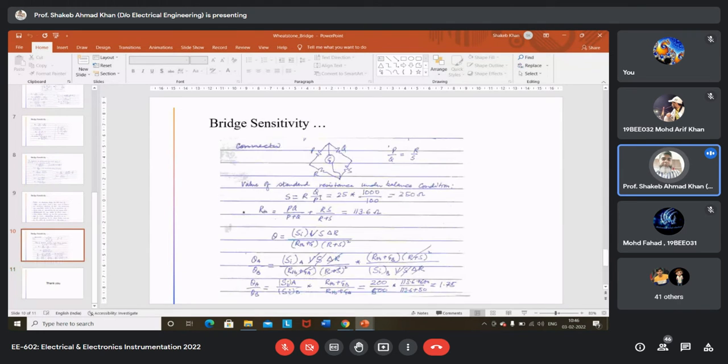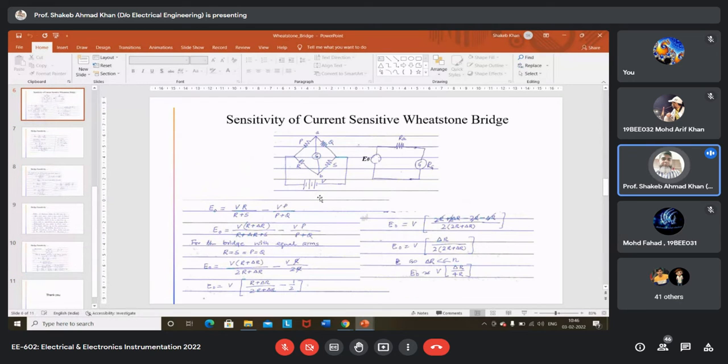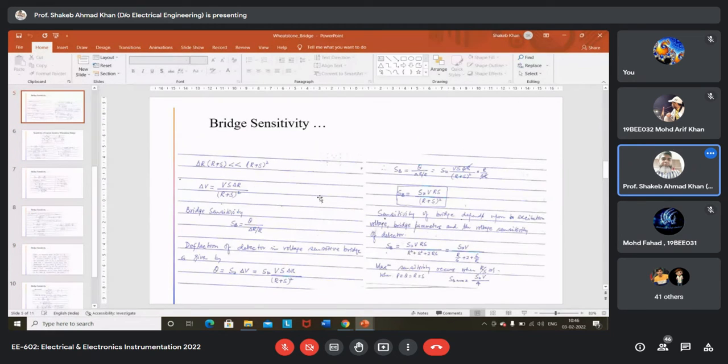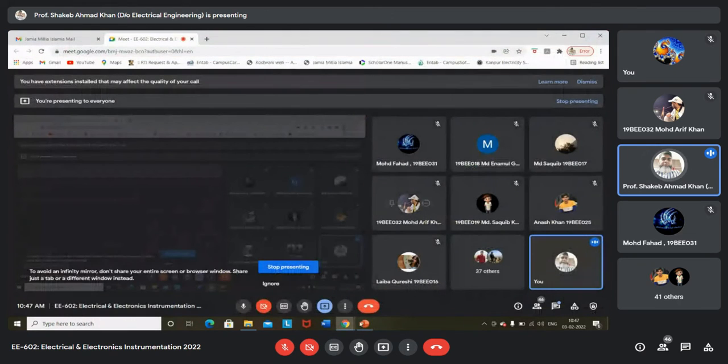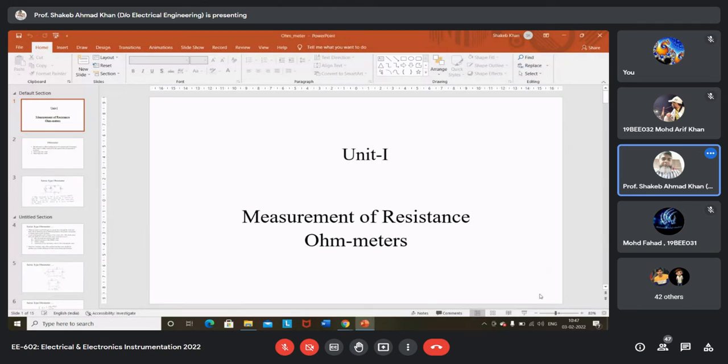So we were discussing the measurement of medium resistance, and we discussed the voltmeter ammeter method, substitution method, and then the Wheatstone bridge. All these methods we have discussed in detail. Now the fourth method in the list was the ohmmeter. So we'll discuss the ohmmeter now. We'll start this topic.